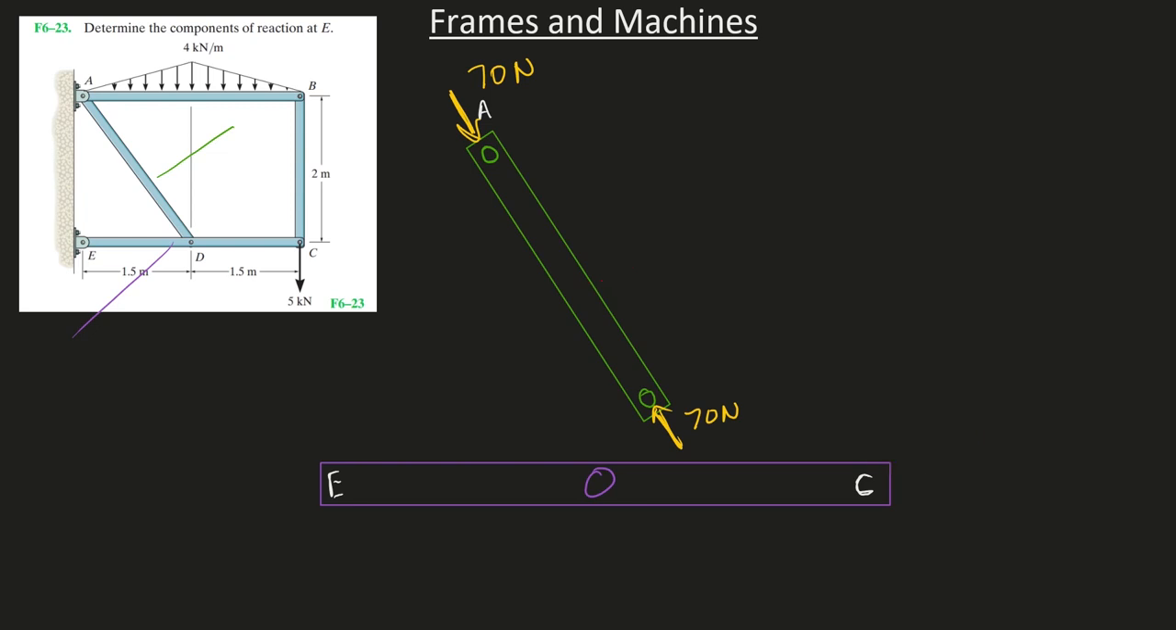I can say that, okay, what is putting this 70 Newton force on the green member? The purple member. So therefore, Newton's third law says that the green member must be putting that same 70 just downwards diagonal on the purple member. So I arrived at the same final result as I did before, but I didn't have to go through those extra steps of going through the pin.